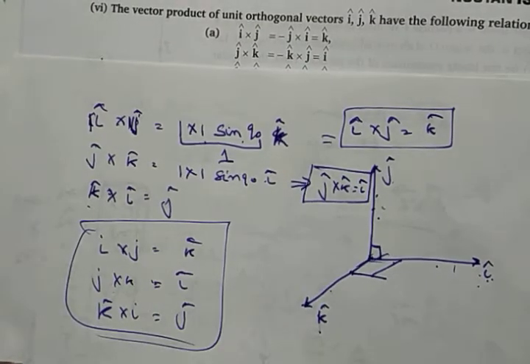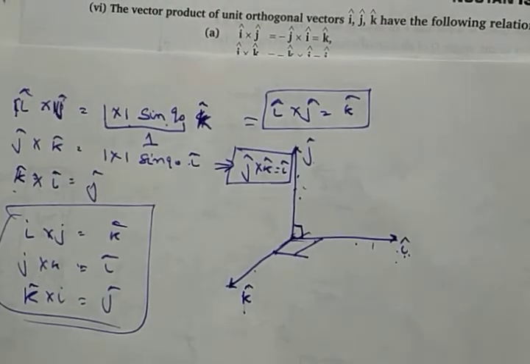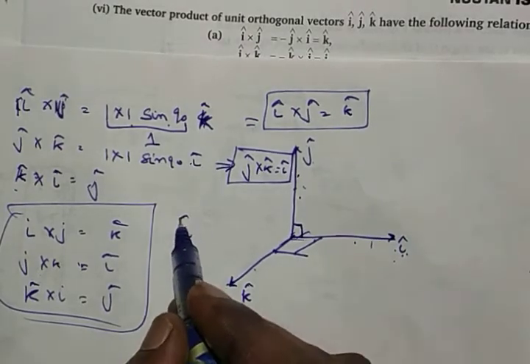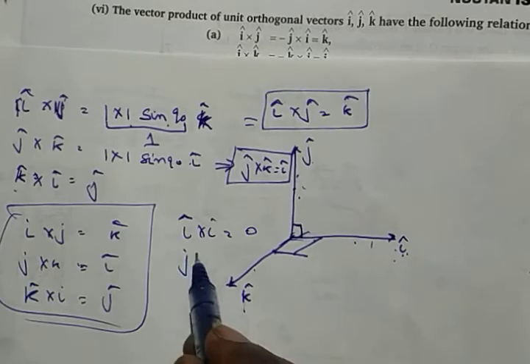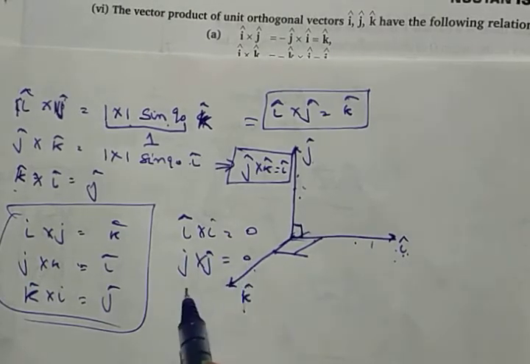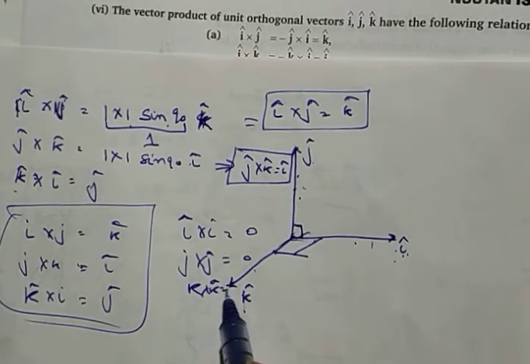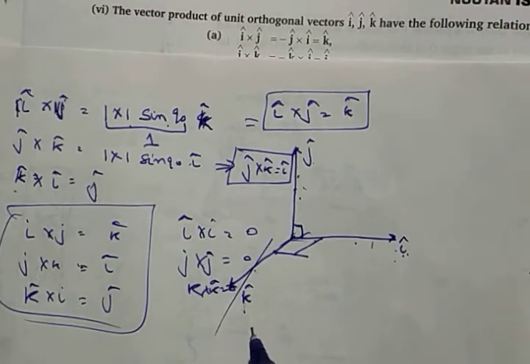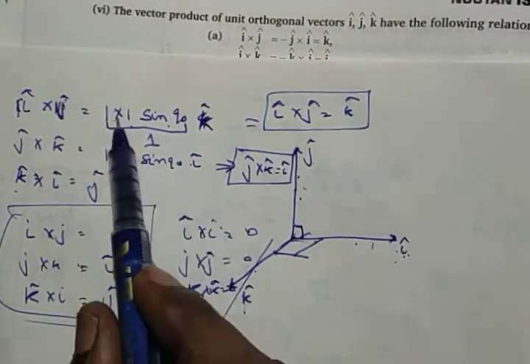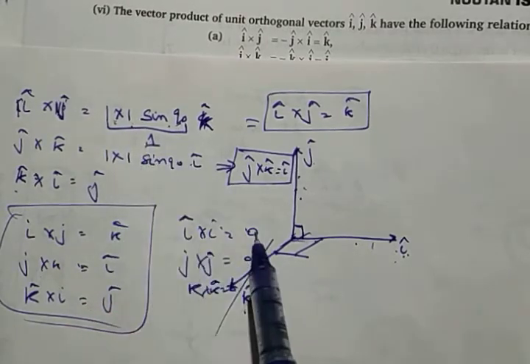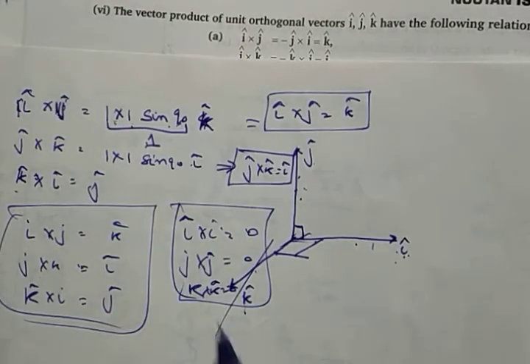On the other side, if you want to write what i cross i is, that will be 0. j cross j will be equal to 0. k cross k also will become equal to 0. Why will it become 0? Because the angle is 0 degrees. When the angle is 0, 1 into 1 into 0 will completely become 0 here. So that's the way this will be.